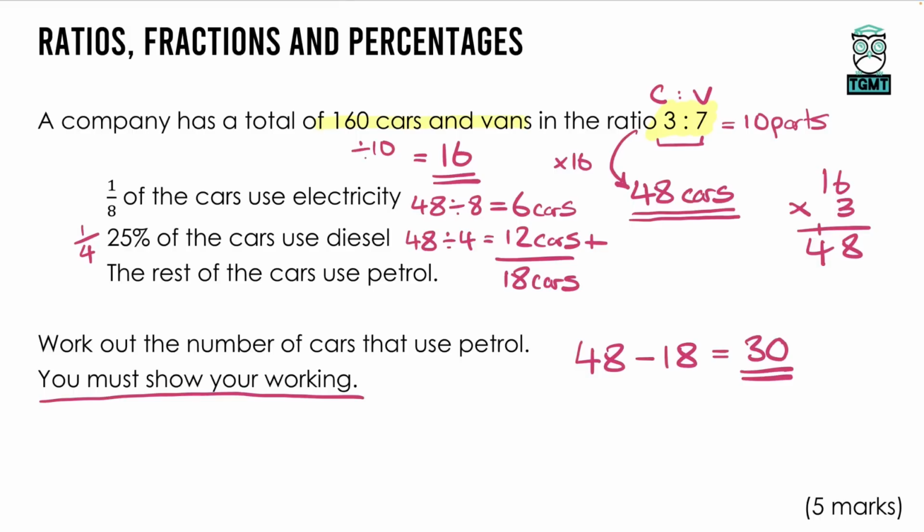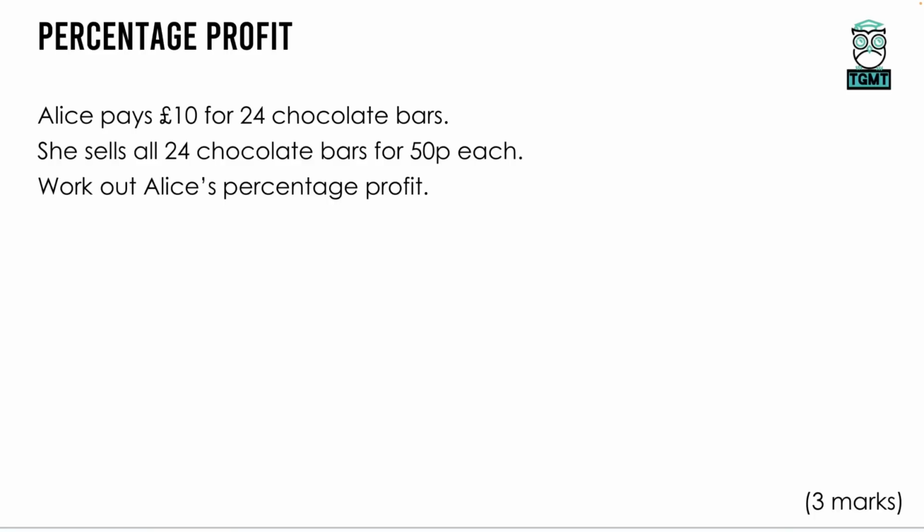questions like this. Okay, so in this question we are looking at percentage profit. It says Alice pays £10 for 24 chocolate bars. She sells all 24 chocolate bars for 50p each. Work out Alice's percentage profit. Now, particularly when you're doing this without a calculator, it tends to be that percentages are quite nice numbers. So let's work out how much profit she's actually made.